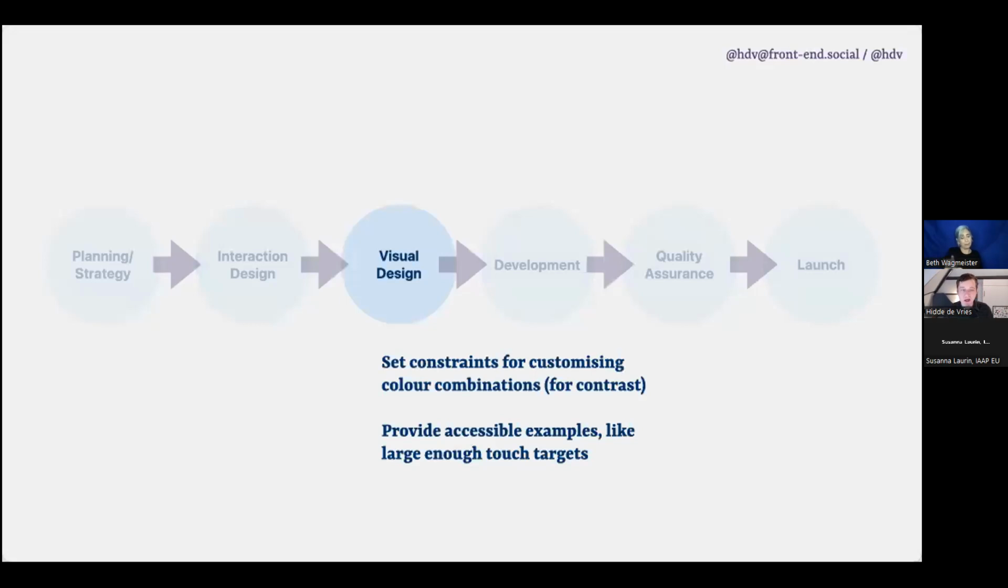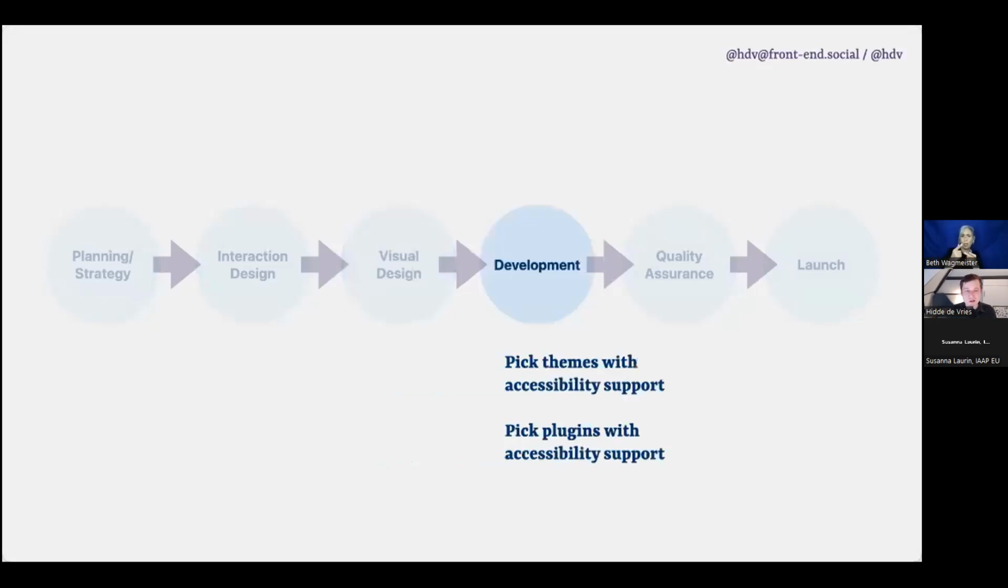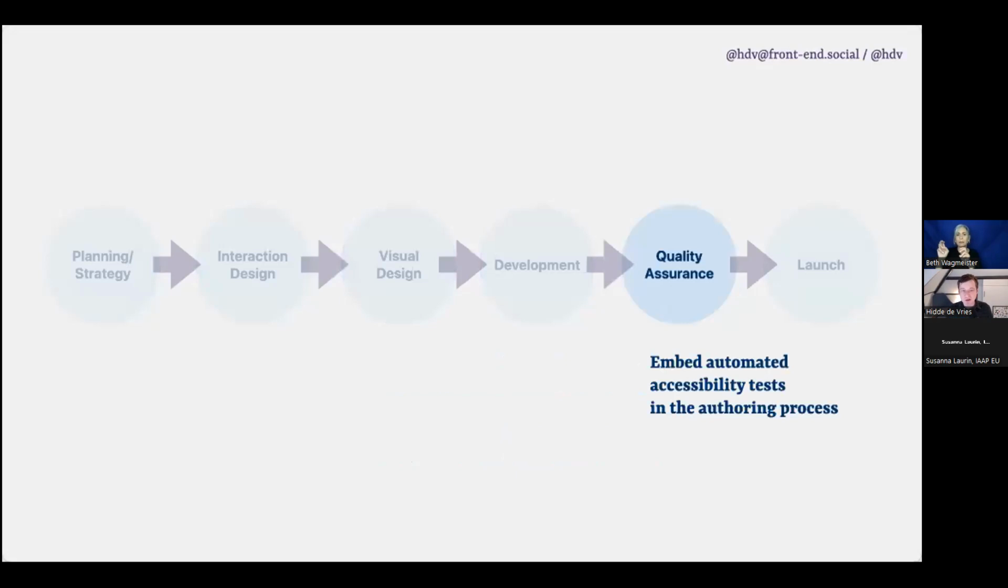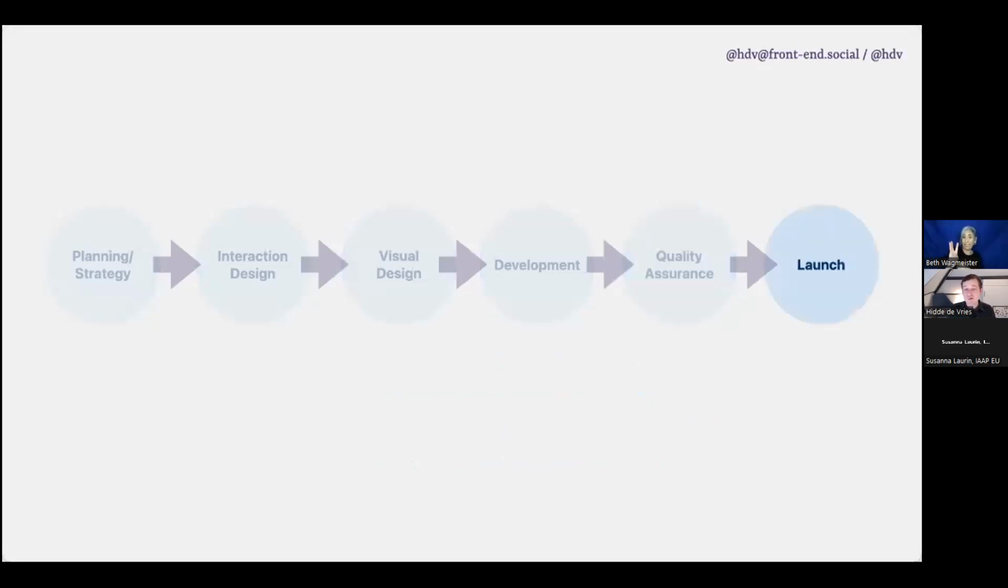When you do visual design, you can find stuff like color contrast issues, but also provide accessible examples when this kind of stuff gets reused. Within development, you can pick themes and plugins that support accessibility. And in quality assurance, you can add automated tests. And then when you launch, you may have found a lot of problems already. That is really, really helpful. If you can find the problems way before you launch, it becomes a whole lot cheaper to fix them.